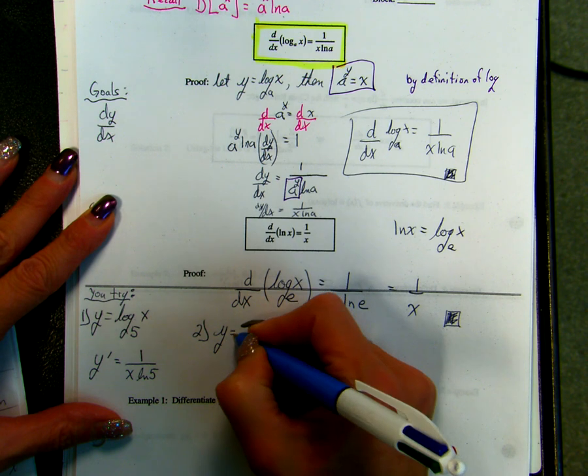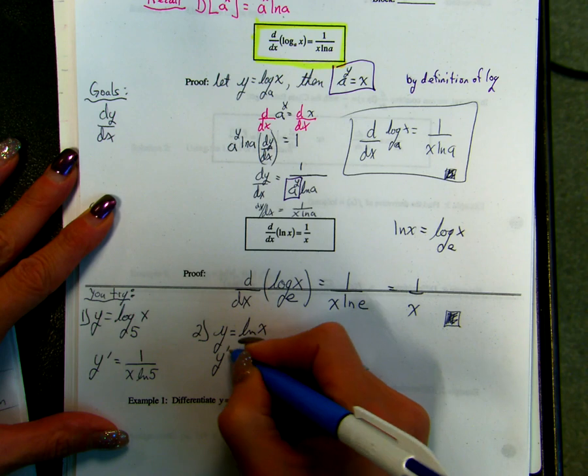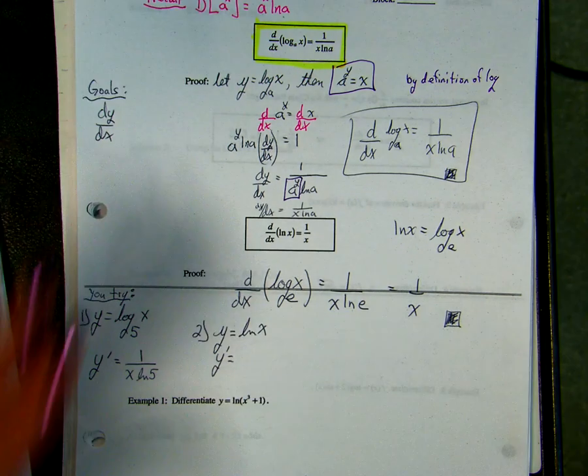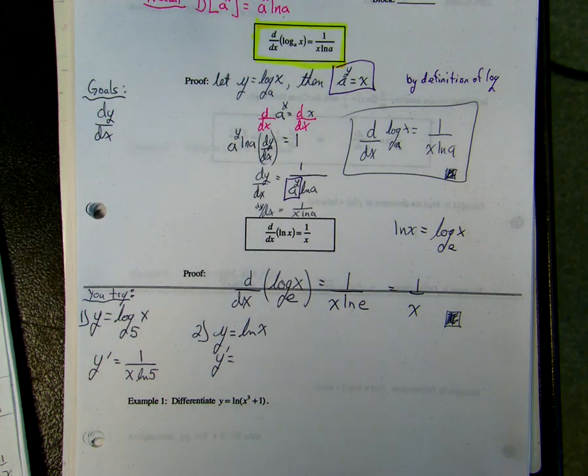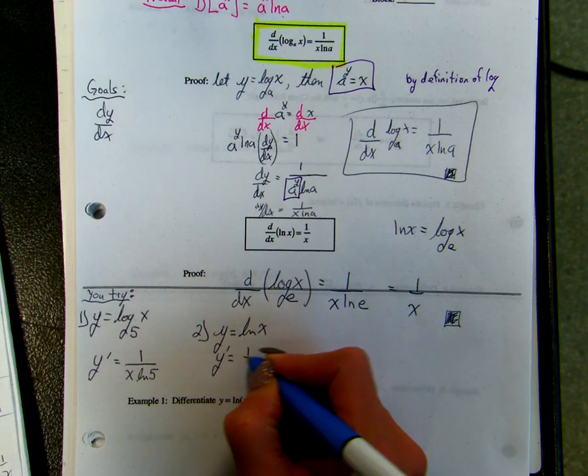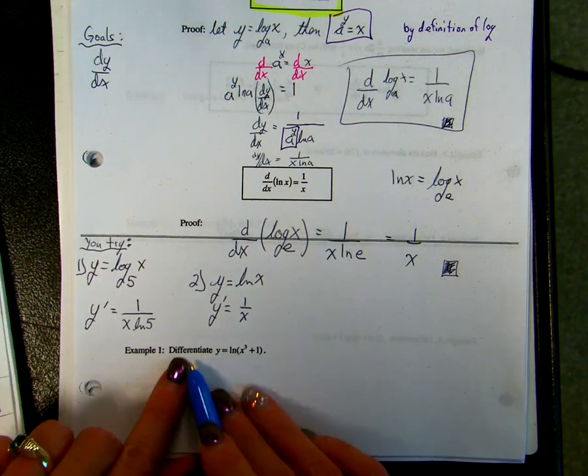Okay, then try this one. If y is equal to ln x, what's y prime? I guess it couldn't really be easier, could it? It's almost as easy as asking you what's the derivative of e to the x? e to the x. What's the derivative of ln x? 1 over x. Okay, so now we're going to bring in the chain rule, just like you were expecting.